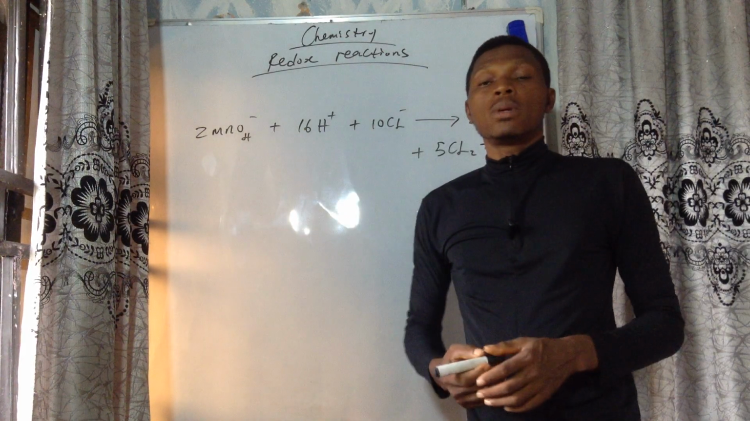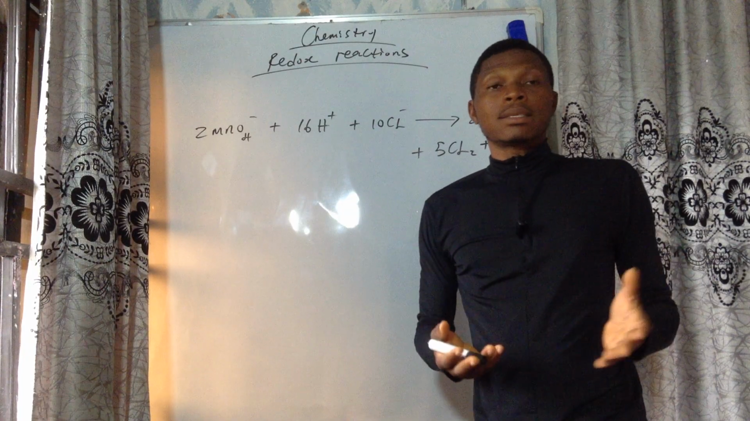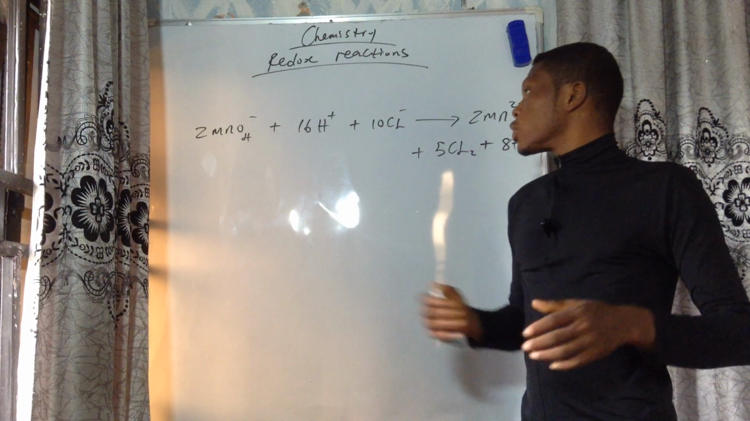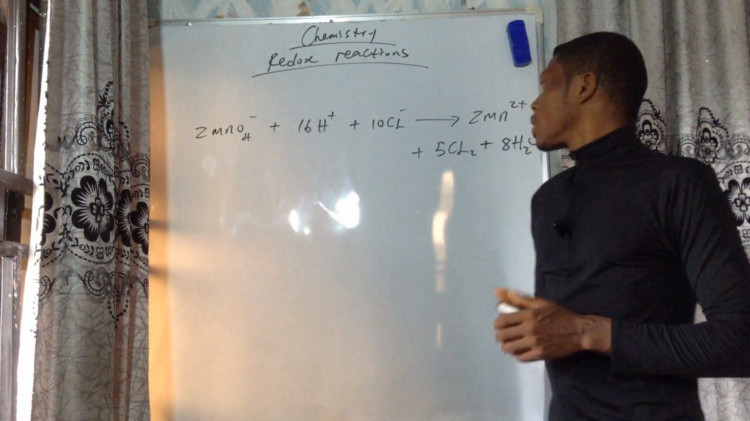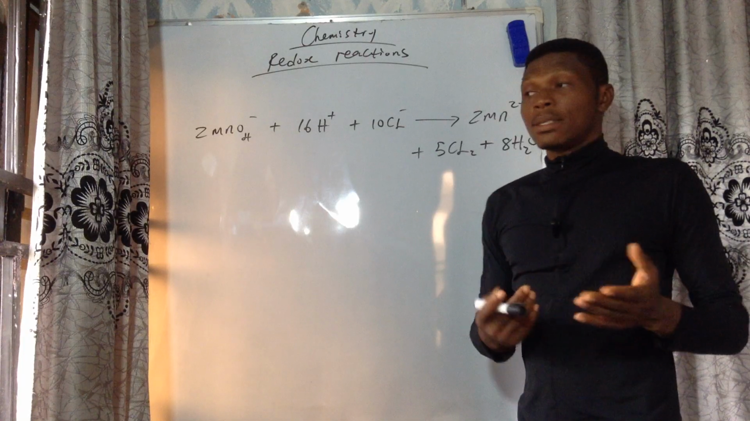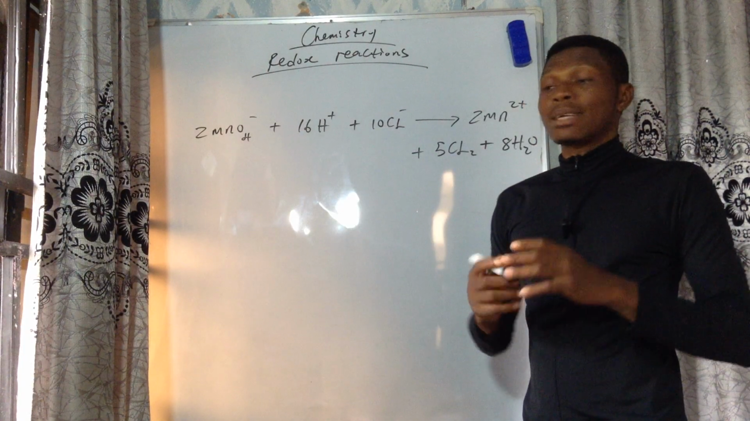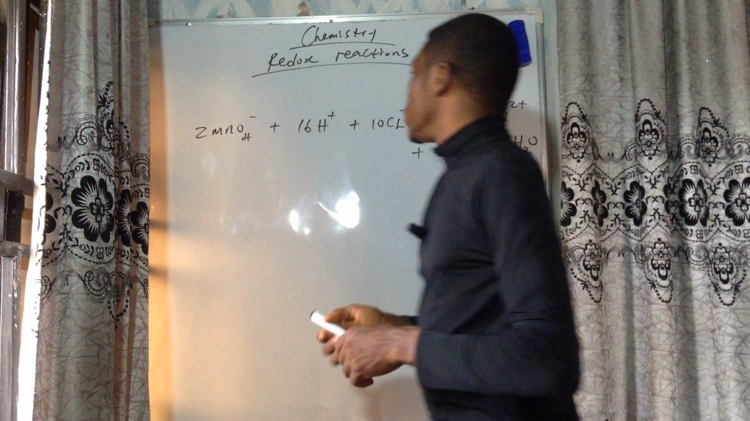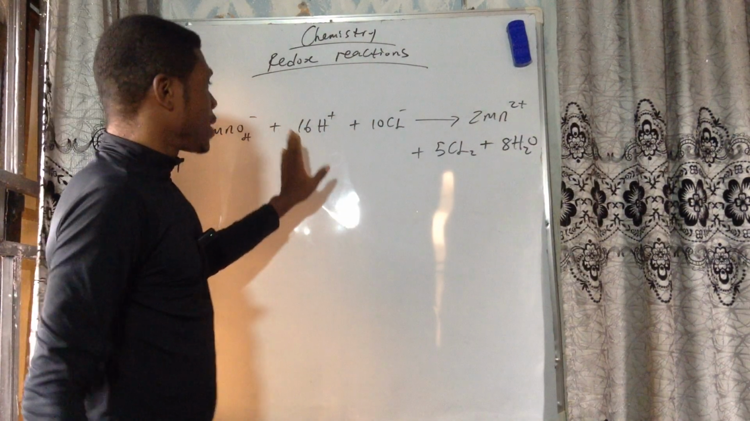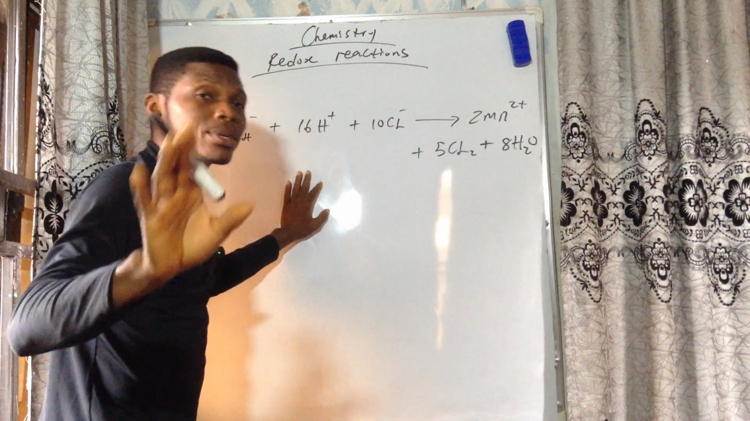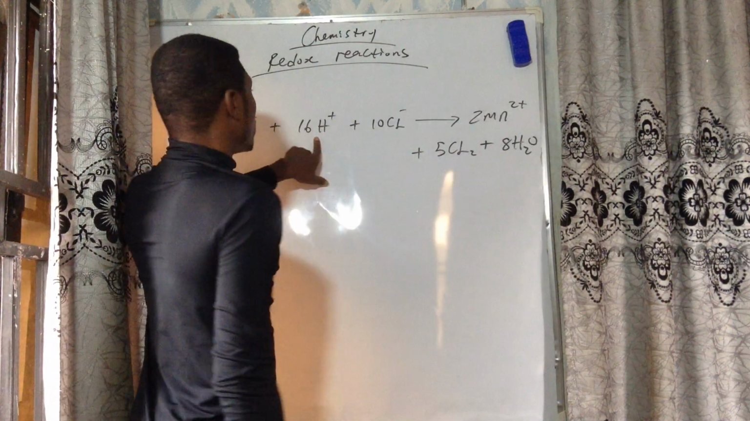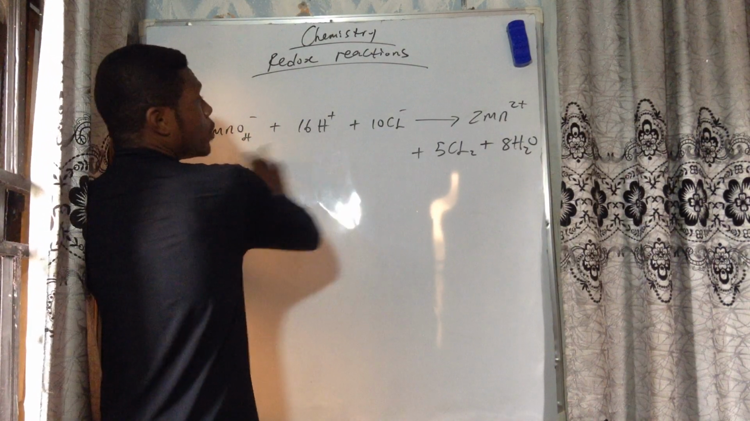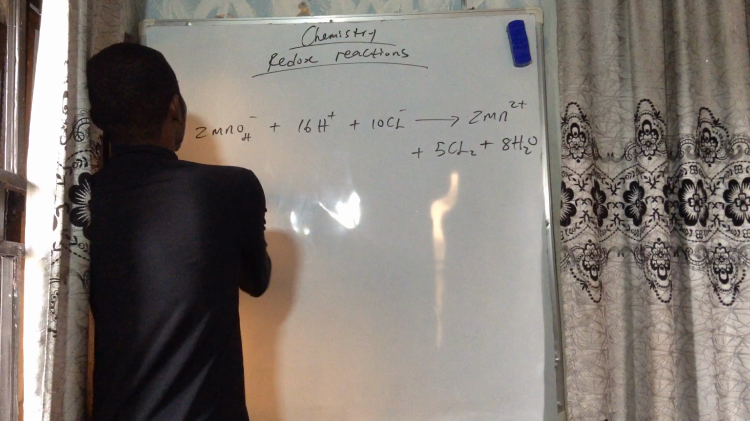Now, if they tell you to balance in basic solution, as in to turn this into a basic solution, what you will do is a very simple thing. In essence, if they ask you to balance in basic solution, make everything look basic. So you simply introduce hydroxide ions. Now, how many hydroxide ions will you introduce? This is 16H+, so you are adding 16OH- to both sides of this equation. So let's add them.